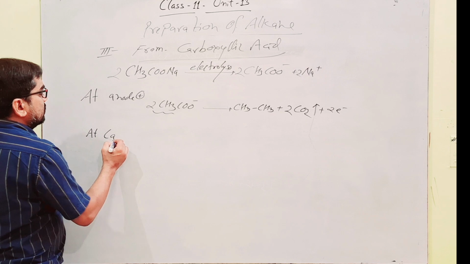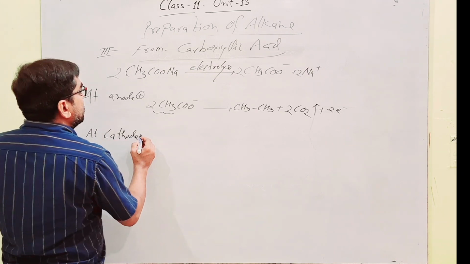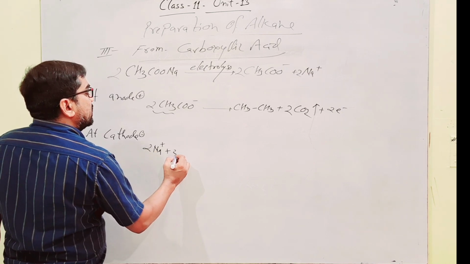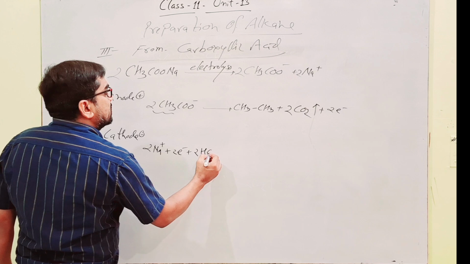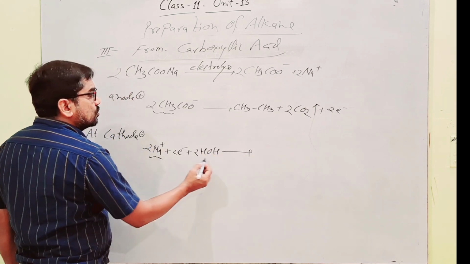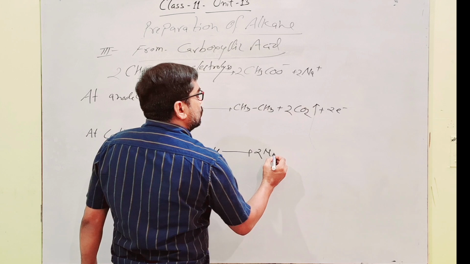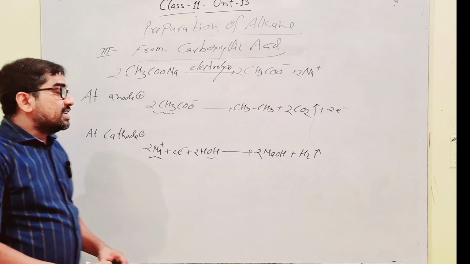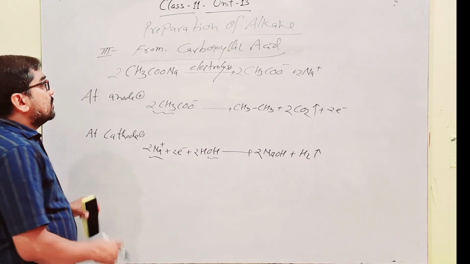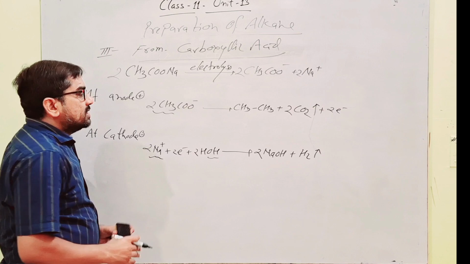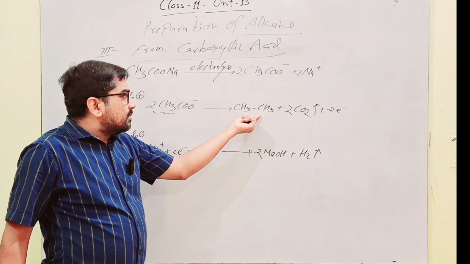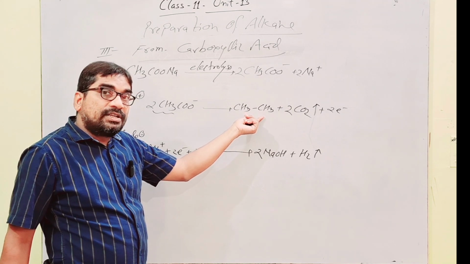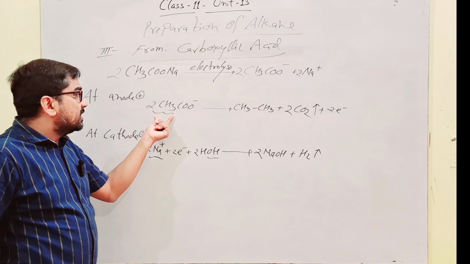Now at the cathode, it is negatively charged, so 2Na plus accepts 2 electrons. The solution is aqueous, so sodium and OH give 2NaOH with elimination of hydrogen. So hydrogen is eliminated at the cathode. In Kolbe electrolysis, a minimum of 2 carbon containing alkane is obtained, because here 2 methyl groups get attached.